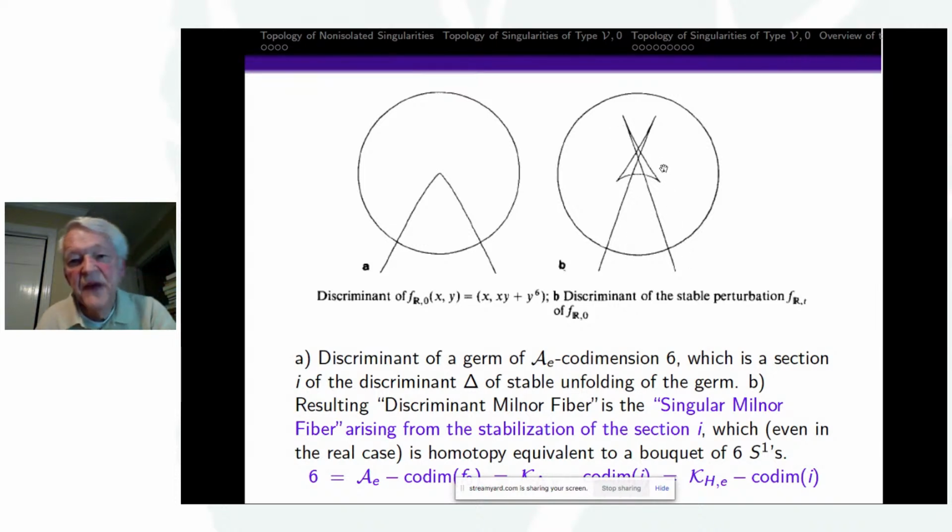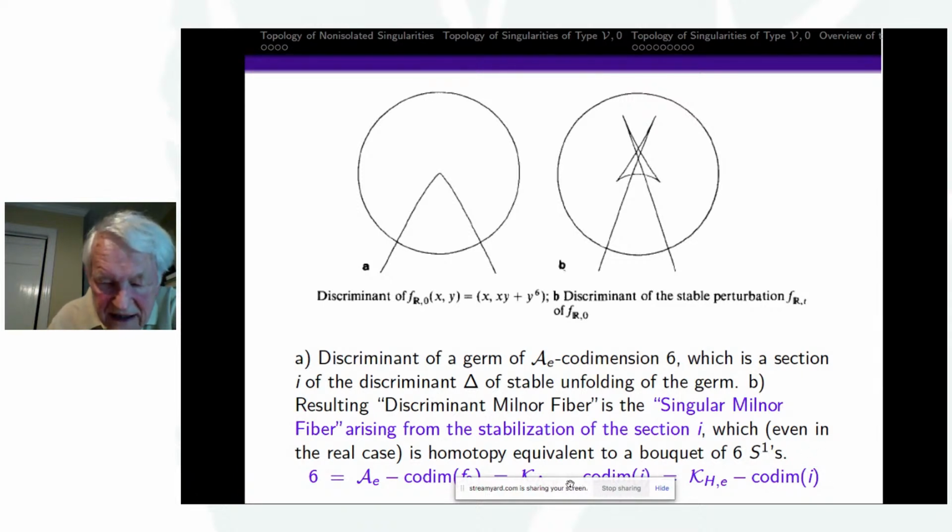You can see in this picture, there are like 6 cycles going around here. And this is actually homotopy equivalent to a bouquet of 6 spheres. So what we have in this case is 6, which is the AE codimension. And over here, this number, because this is in the framework that this applies to, is also 6.